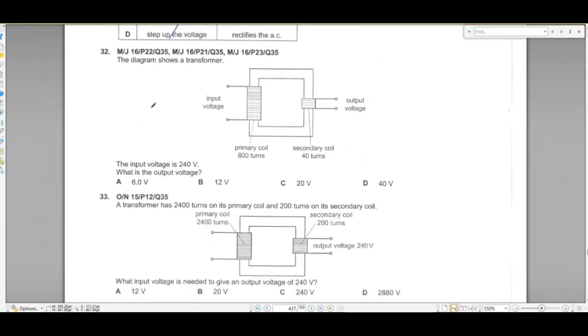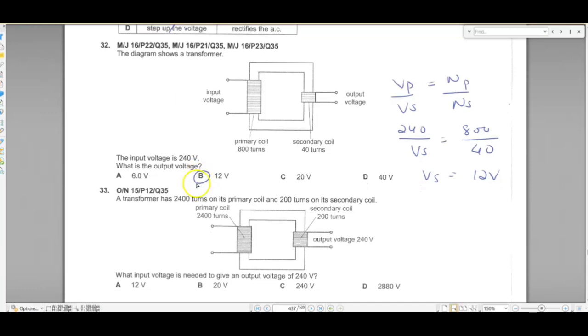Question number 32. The diagram shows a transformer. The input voltage is 240 volts. What is the output voltage? Okay, again we will use the formula. Vp is 240 and Vs we need to find. Np is 800 and Ns is 40. So Vs is going to give us 12 volts. Okay? So B is our correct option.